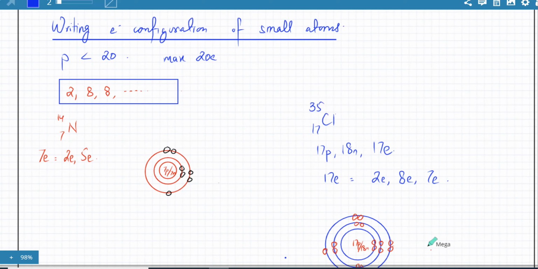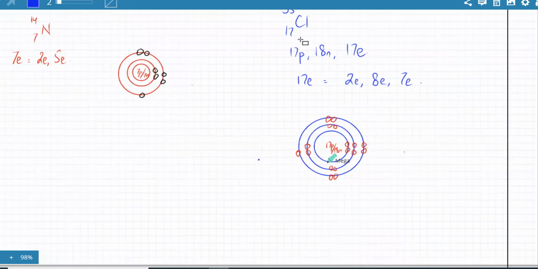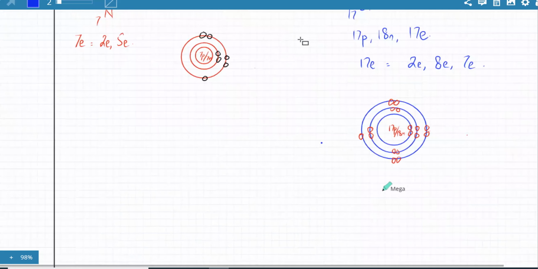So is this all clear? Turan, is this clear? Adil? Saneem, is this clear? Yes, sir.